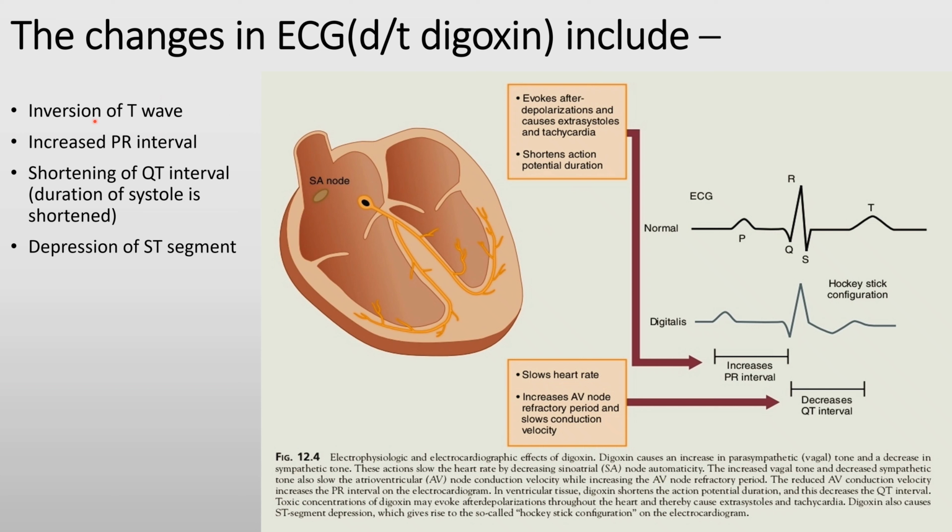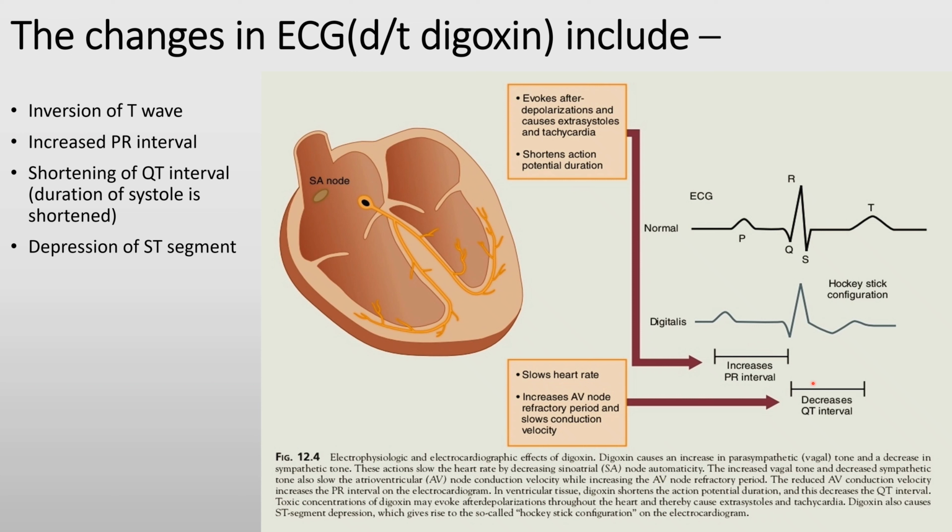The inversion of T-wave might be due to delayed afterdepolarization. Digoxin can promote delayed afterdepolarizations, which are abnormal electrical impulses that can occur during the repolarization phase of the cardiac cycle. These afterdepolarizations can manifest as T-wave inversion. The increase in PR interval might be due to afterdepolarization, which causes extrasystoles and tachycardia, and also due to shortening of action potential duration.